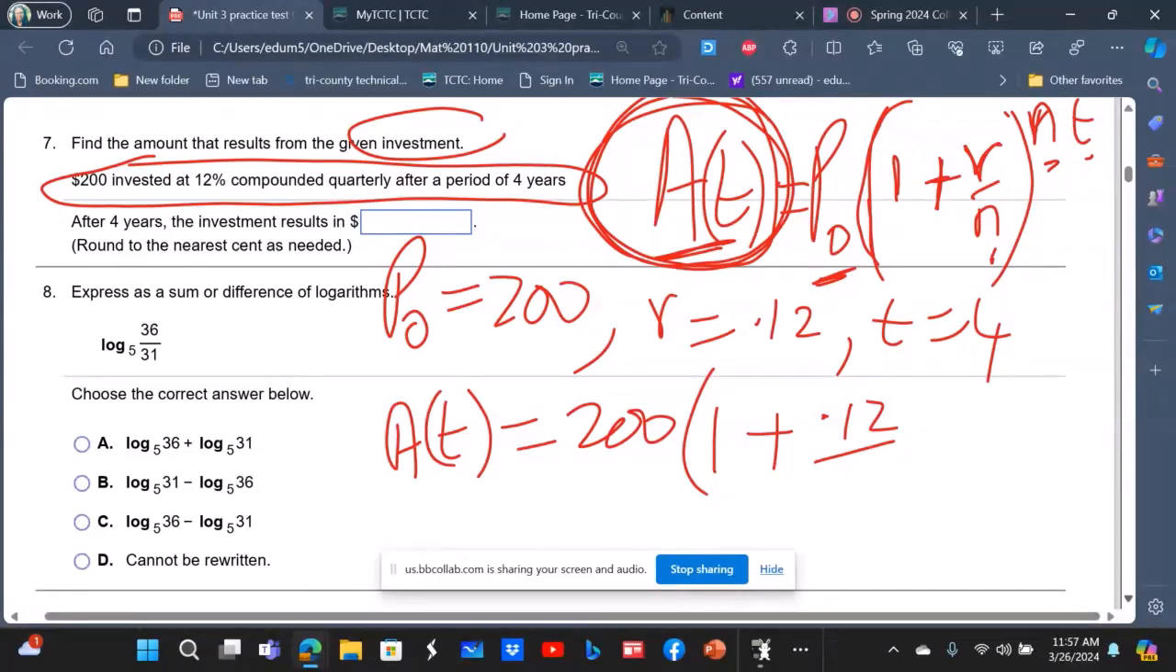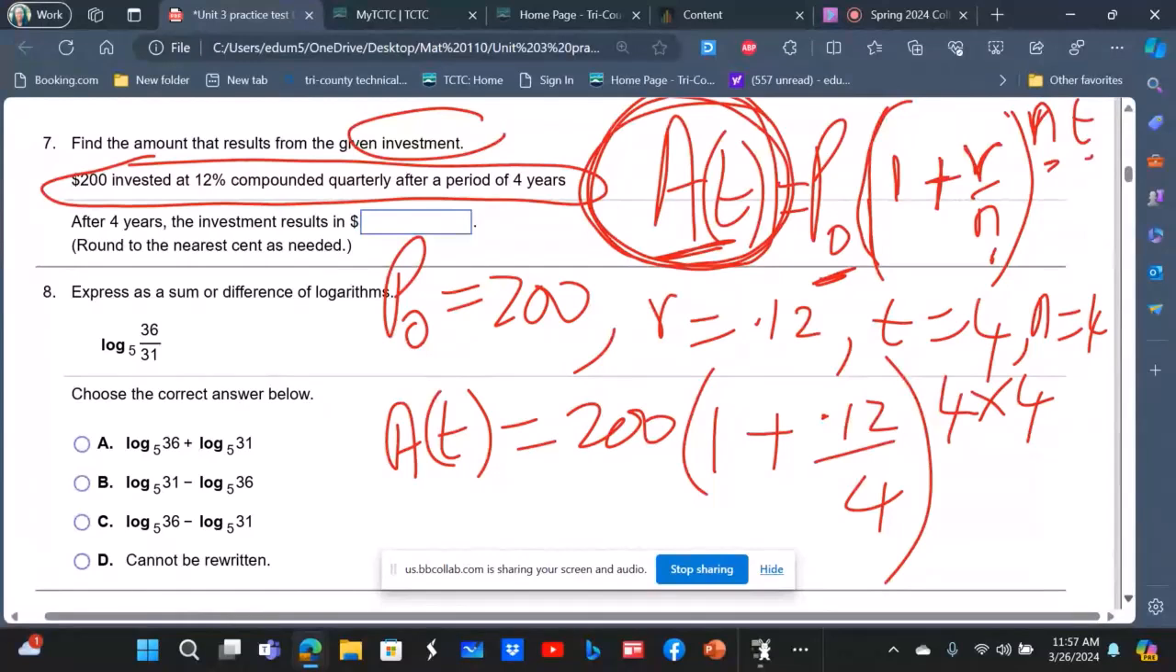Compounded quarterly means that n is 4, quarterly, 4 times a year, all to the power 4 times time. Time is also 4.